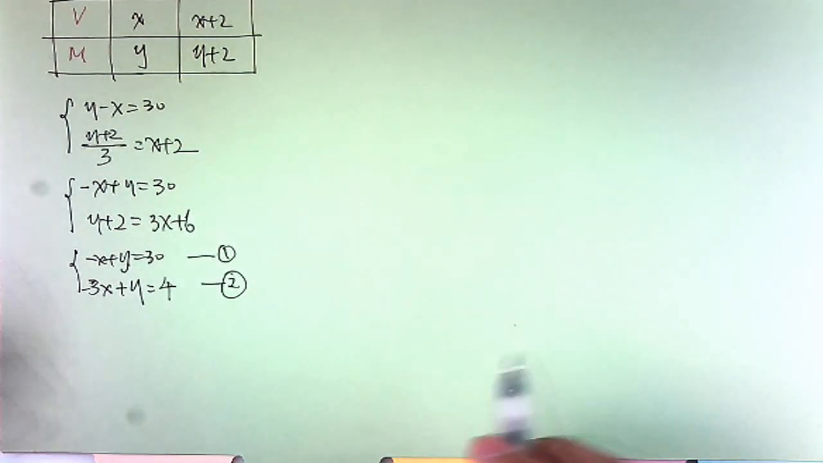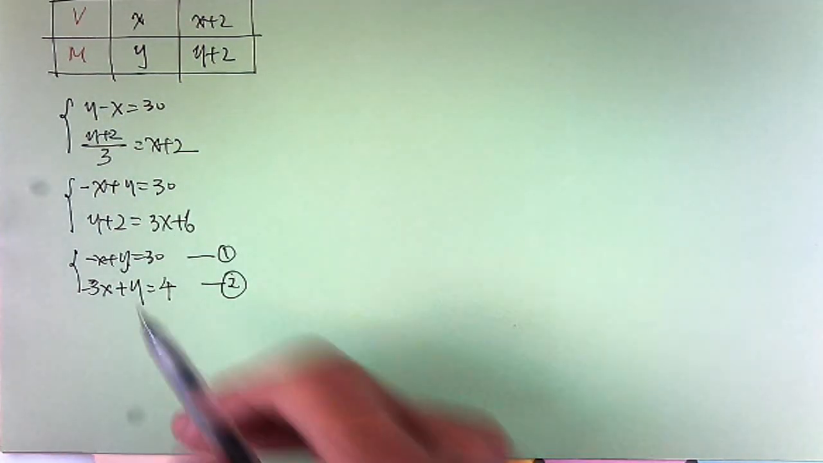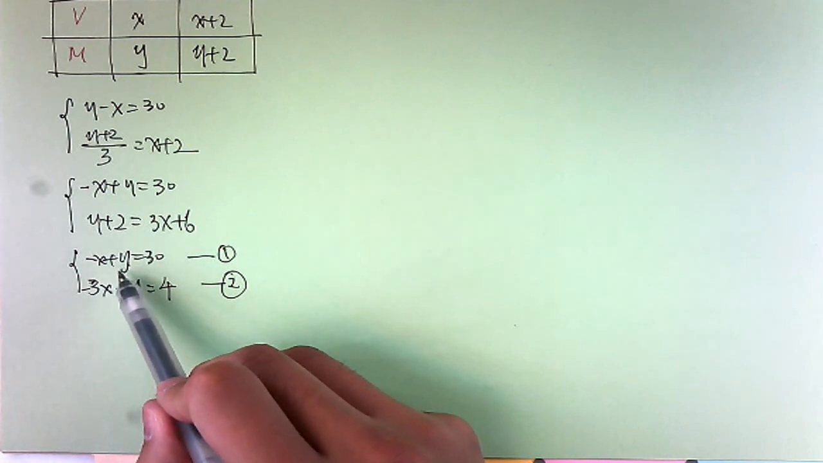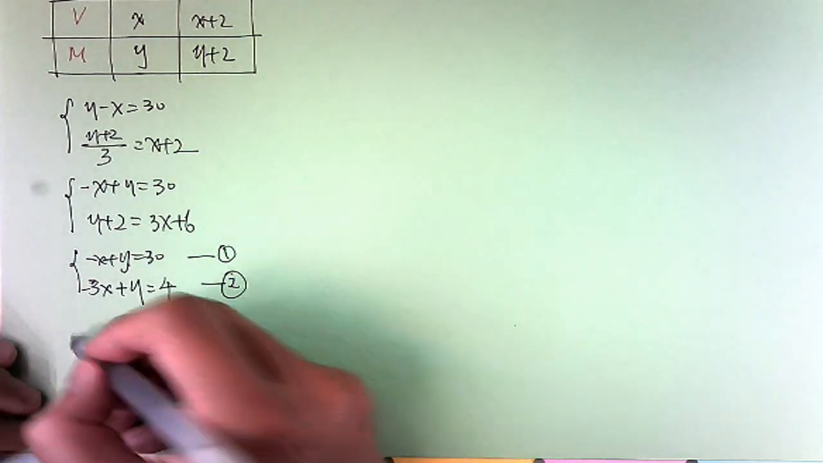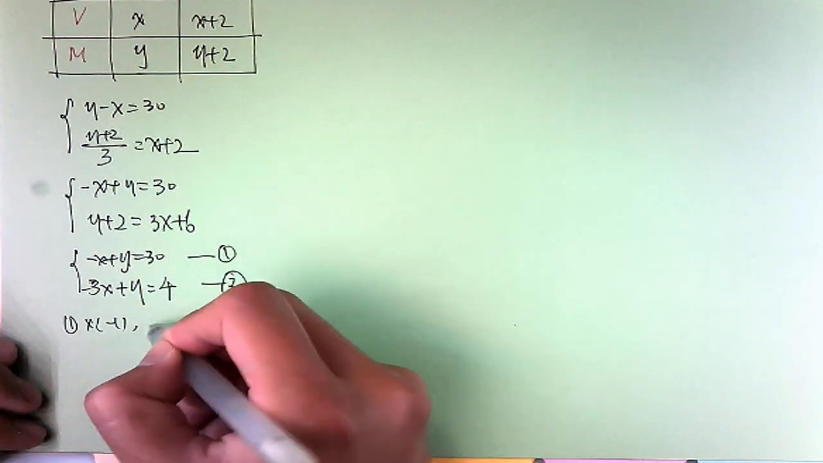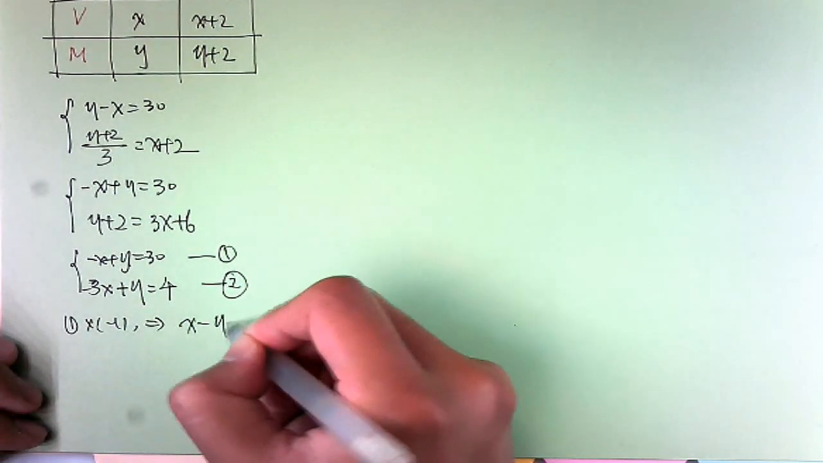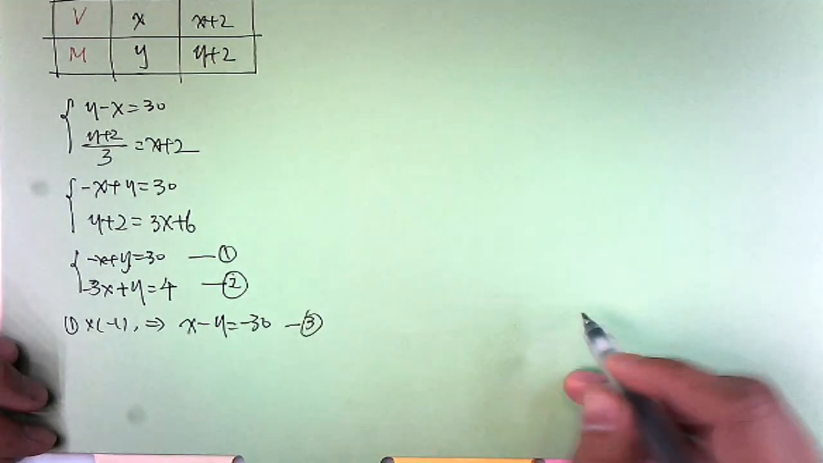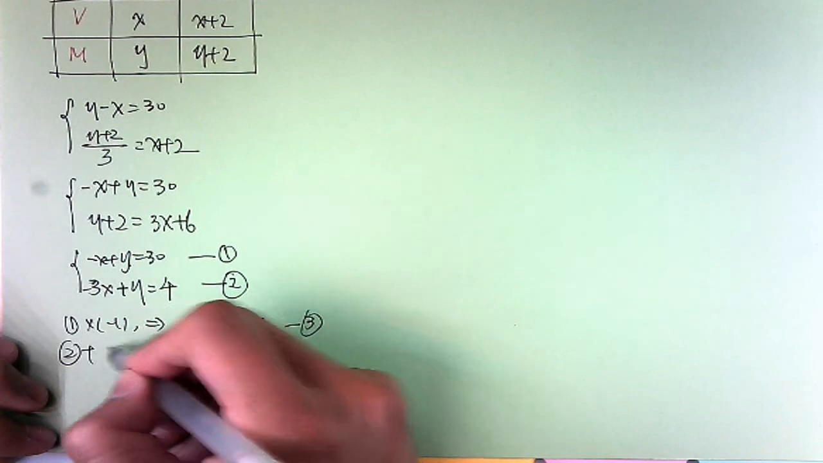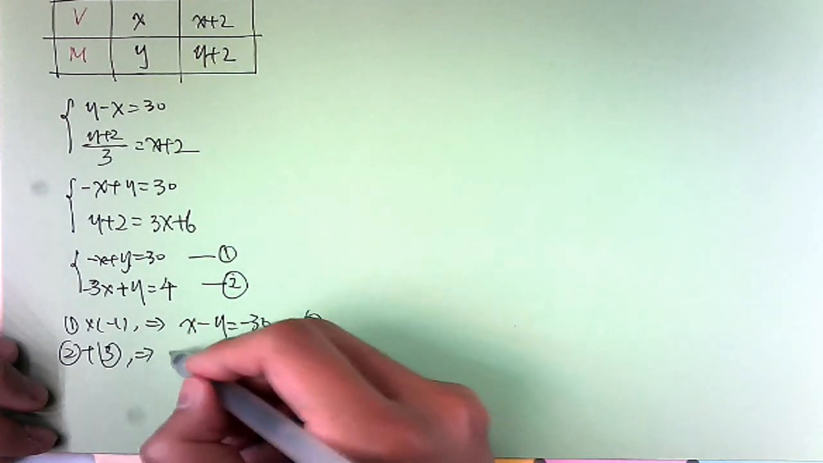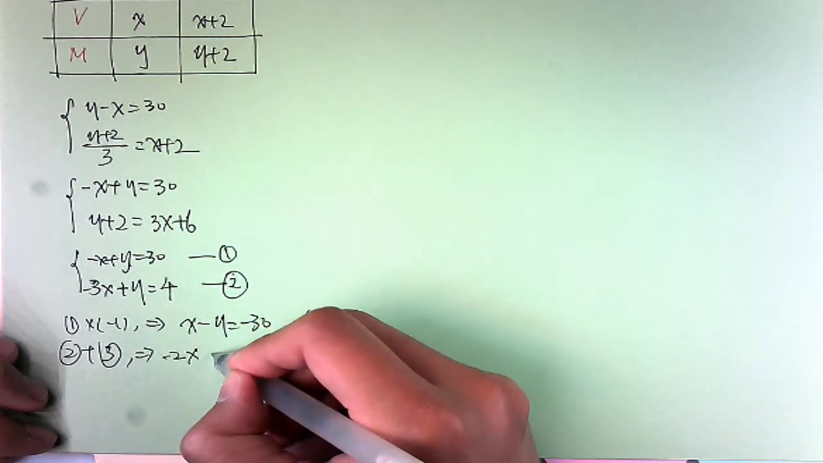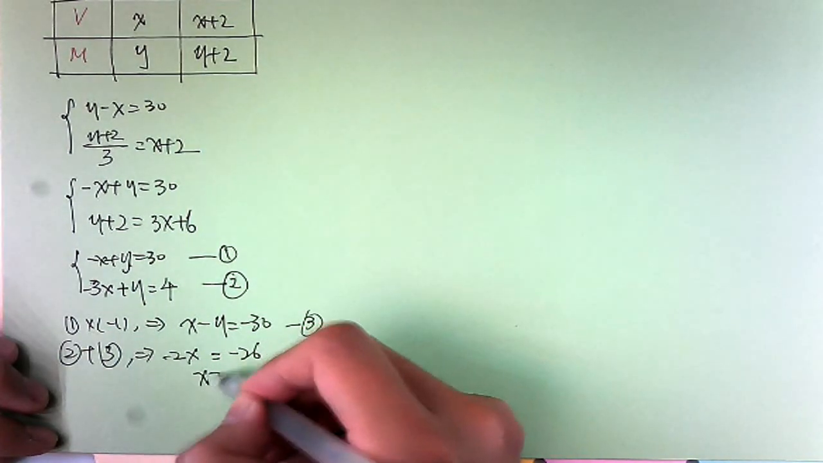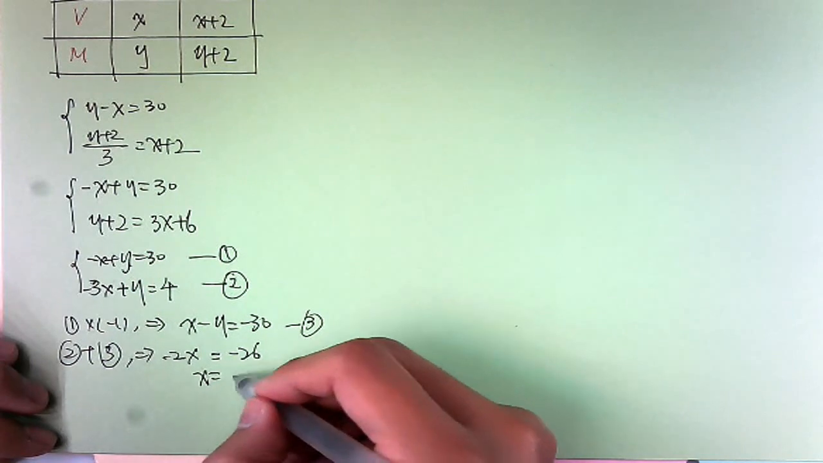So, you can choose which one to eliminate. I will eliminate y because I simply times by minus 1. You get a minus y, understand? So, 1 times minus 1, you have x minus y equal to minus 30, okay? Equation 3. So we do 2 plus 3. You have minus 2x, y cancels, and then minus 26. X equals, dividing both sides by minus 2, you have 13. It's okay?